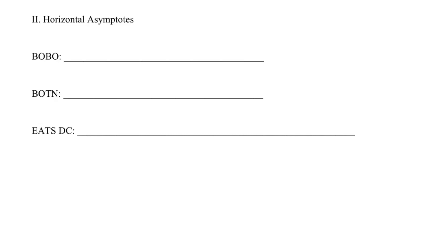All right, the next thing we want to talk about is horizontal asymptotes, and so we're going to revisit this acronym that we learned back in Chapter 1 about how to find a horizontal asymptote. So BOBO BOTTOM EATS DC, just as a reminder, this stands for bigger on bottom. And remember, when we say bigger on bottom, we're talking about the exponent, the degree of the numerator and the denominator. So if the denominator has the bigger degree, then y equals 0 is going to be your horizontal asymptote.